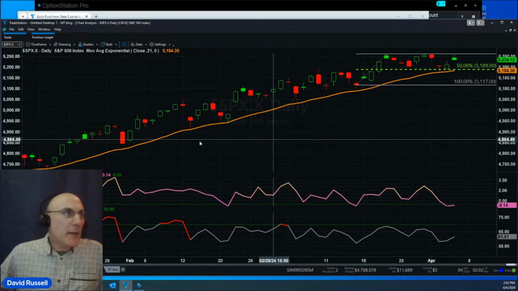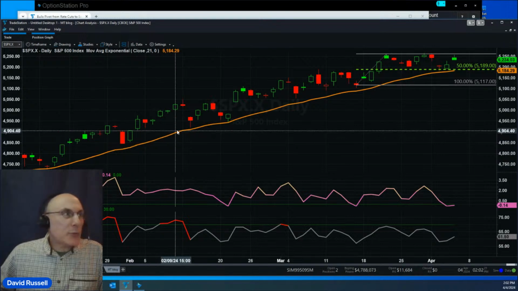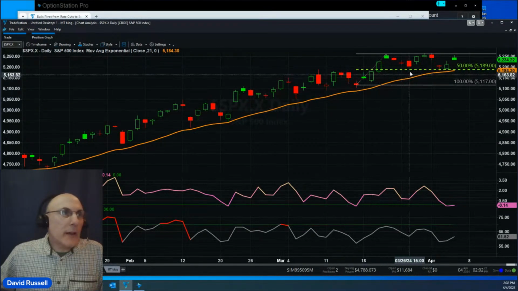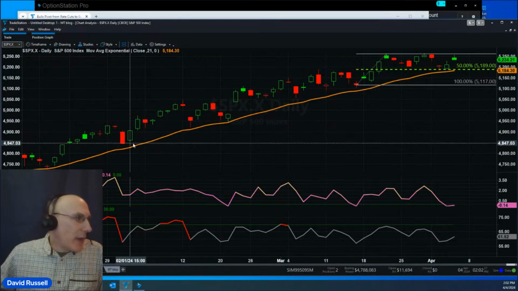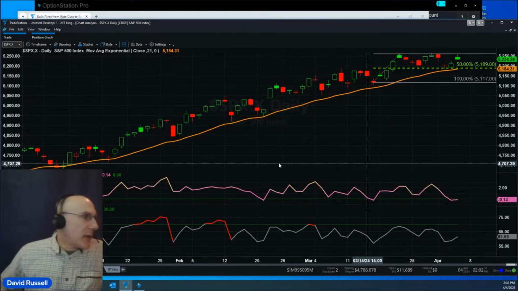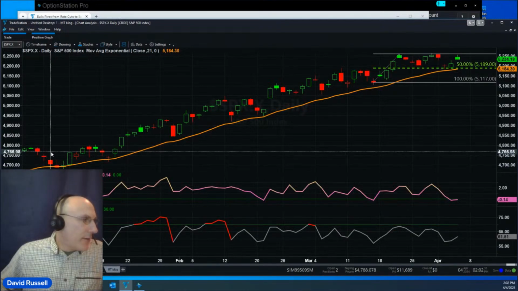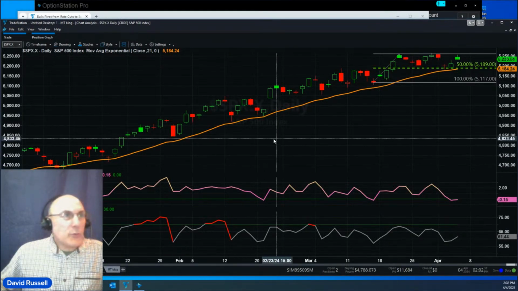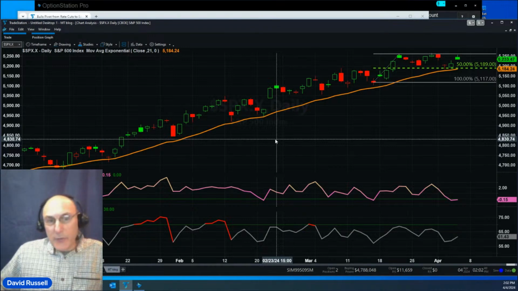The first has been the rising 21-day exponential moving average that we have consistently remained above. We pulled back near it and bounced again each time. We haven't actually closed under it since the breakout occurred. In fact, I think the only time we closed under it was back here right after the holiday week. So we've been above that 21-day exponential, and we held that.